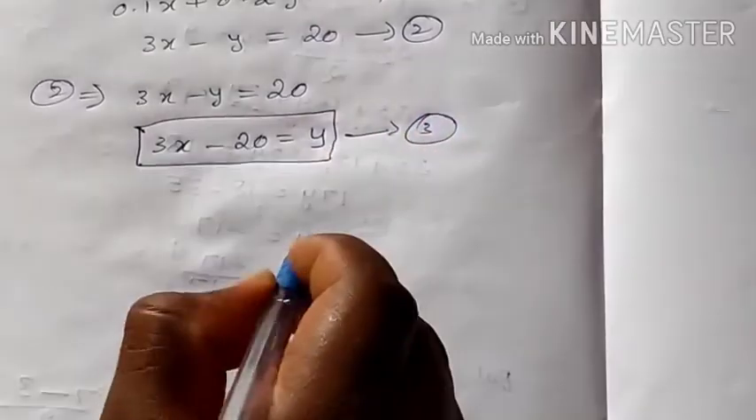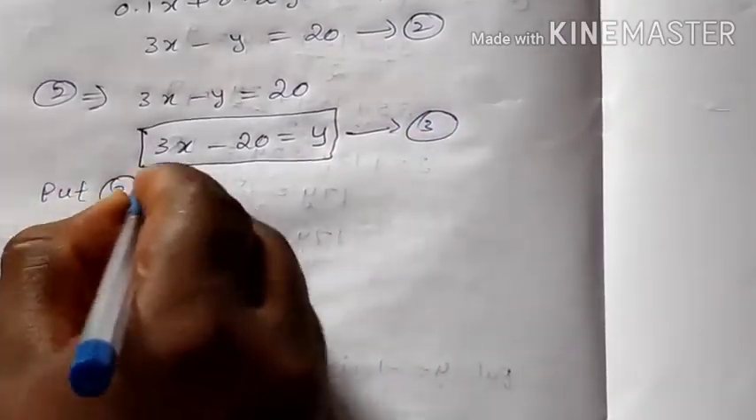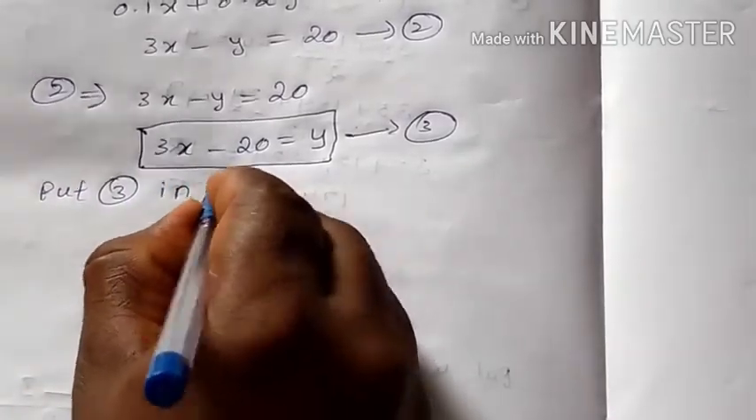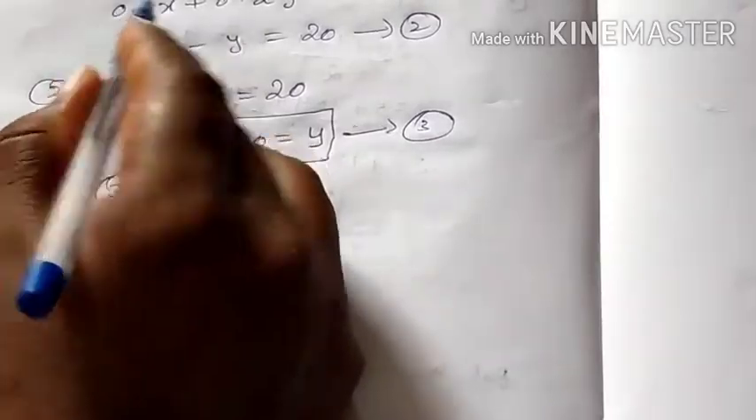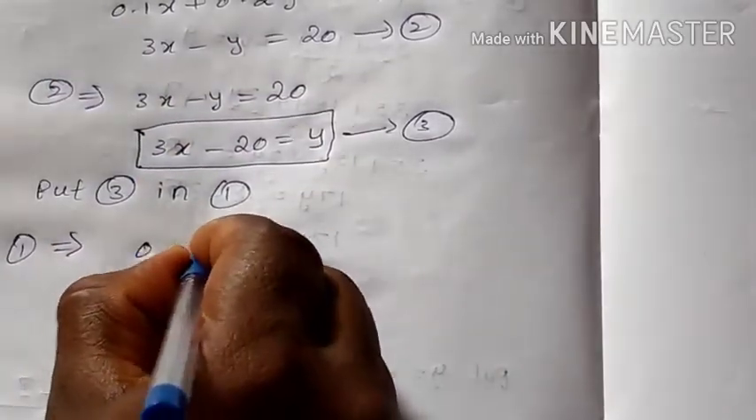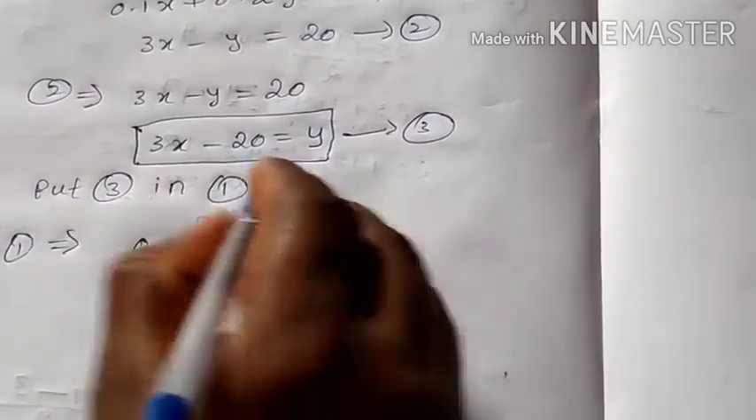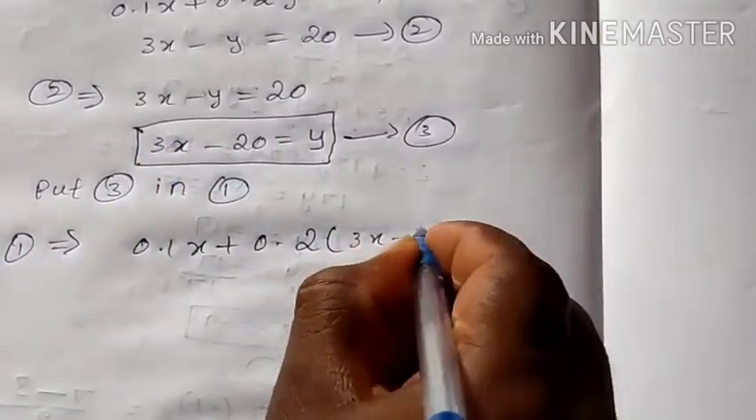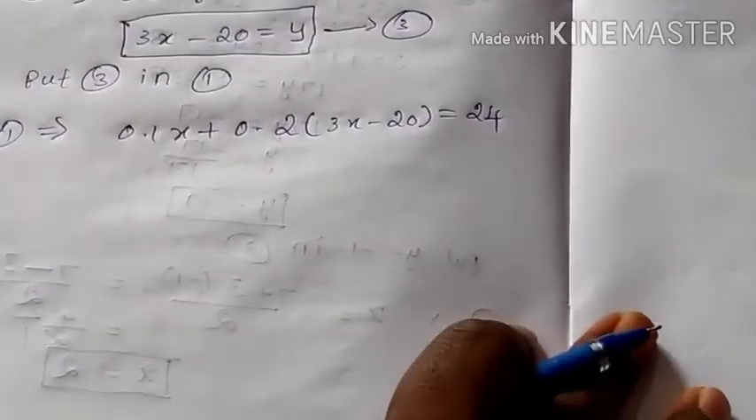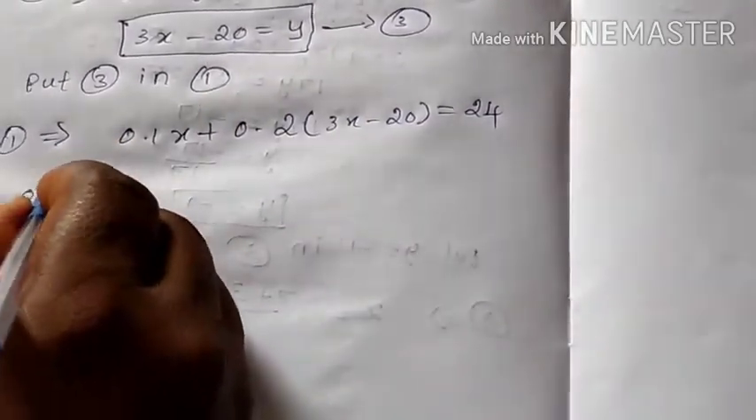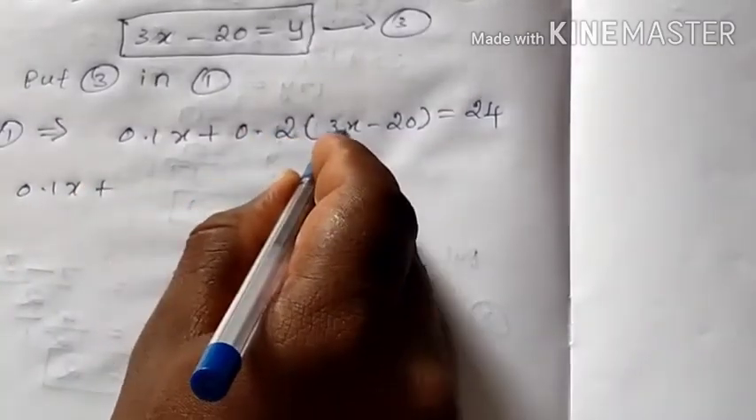This is for the third equation. Okay, put 3 in 1, the first equation. So 1 implies 0.1 into x plus 0.2 into y. Now replace y with 3x minus 20, equal to 24. Okay, so 0.1 into x plus 0.2 into 3x, 2 3s are 6.